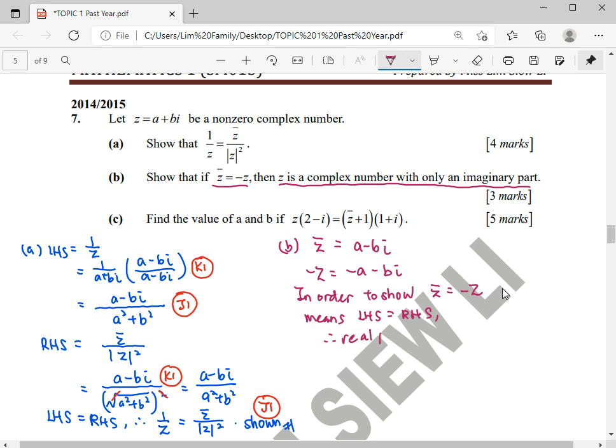Therefore, the real part of the complex number, a, must be equal to 0. If we come out a value here, definitely they will not be equal. They will not be the same, left hand side equal to right hand side. So when the real part a equals to 0, now we have proven that our z only has an imaginary part, which is the only situation that can fulfill the conjugate of z equals to negative of z.